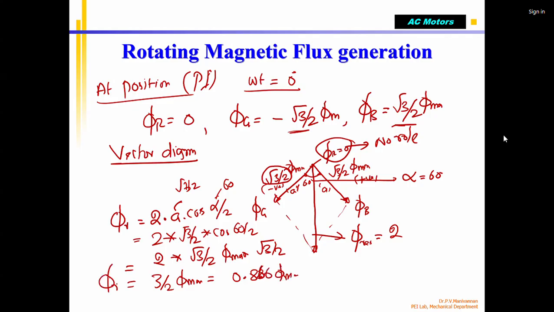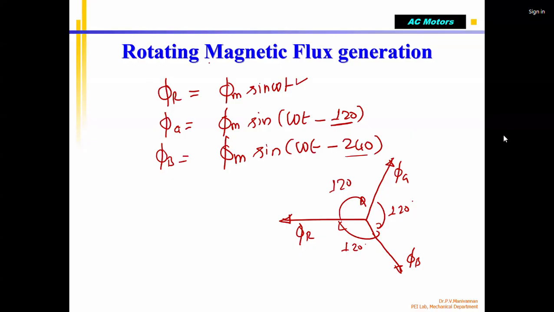So the resultant magnetic flux is going to be 0.866 into phi max. Okay, so this is at this one. Similarly, I'll take just a few more minutes. I want to close this today.